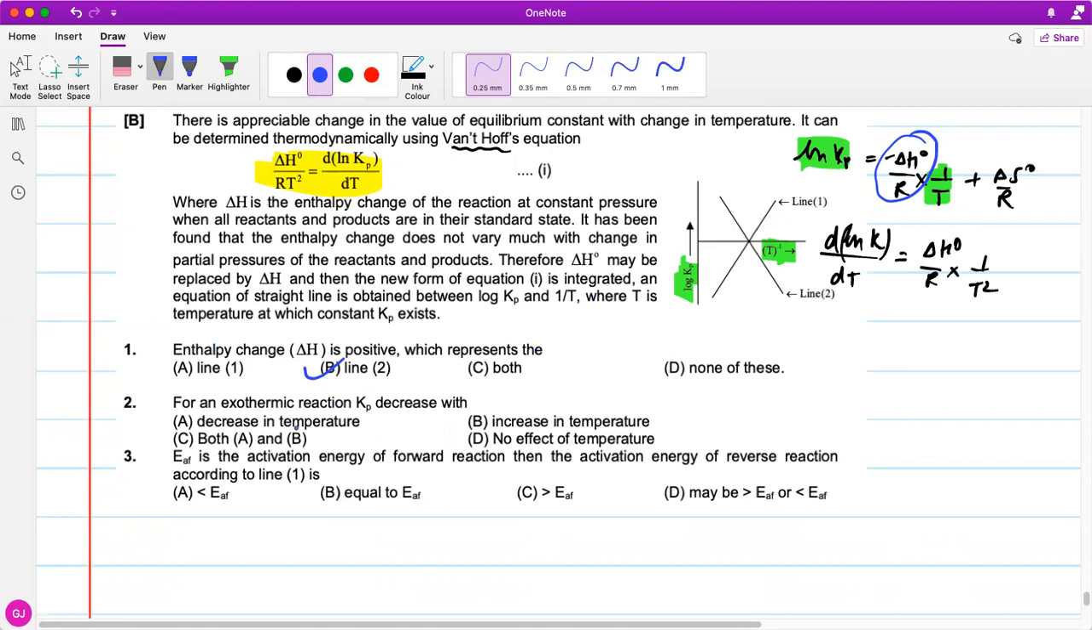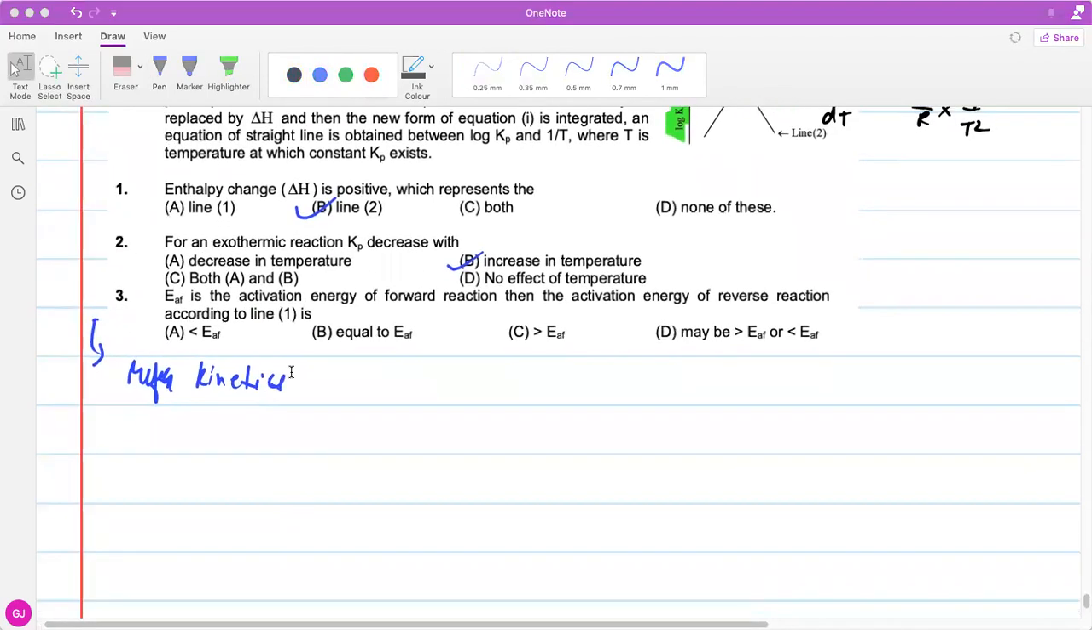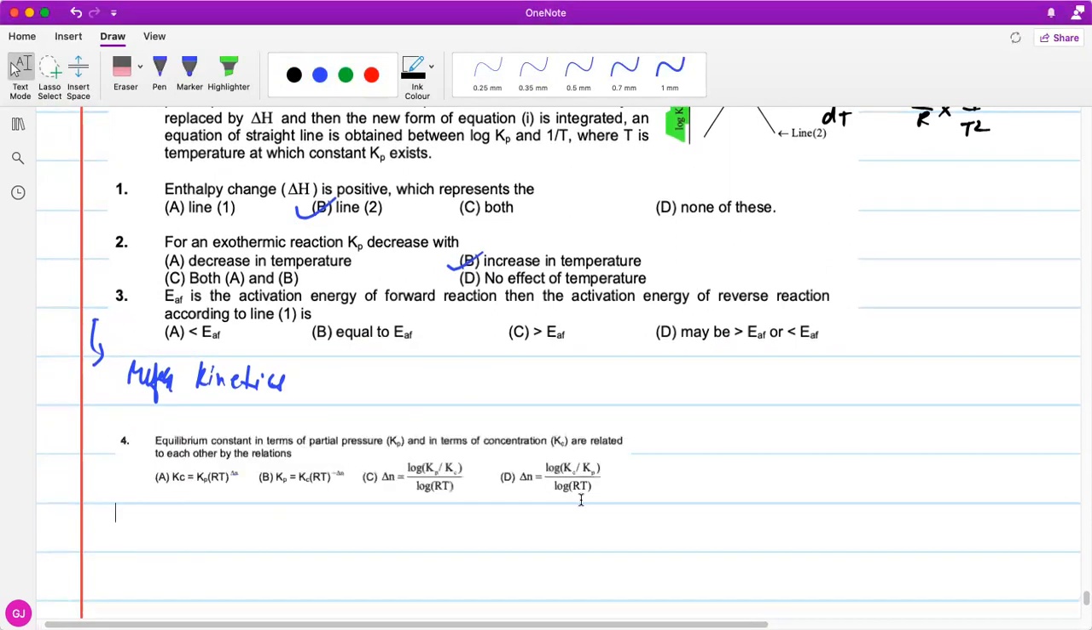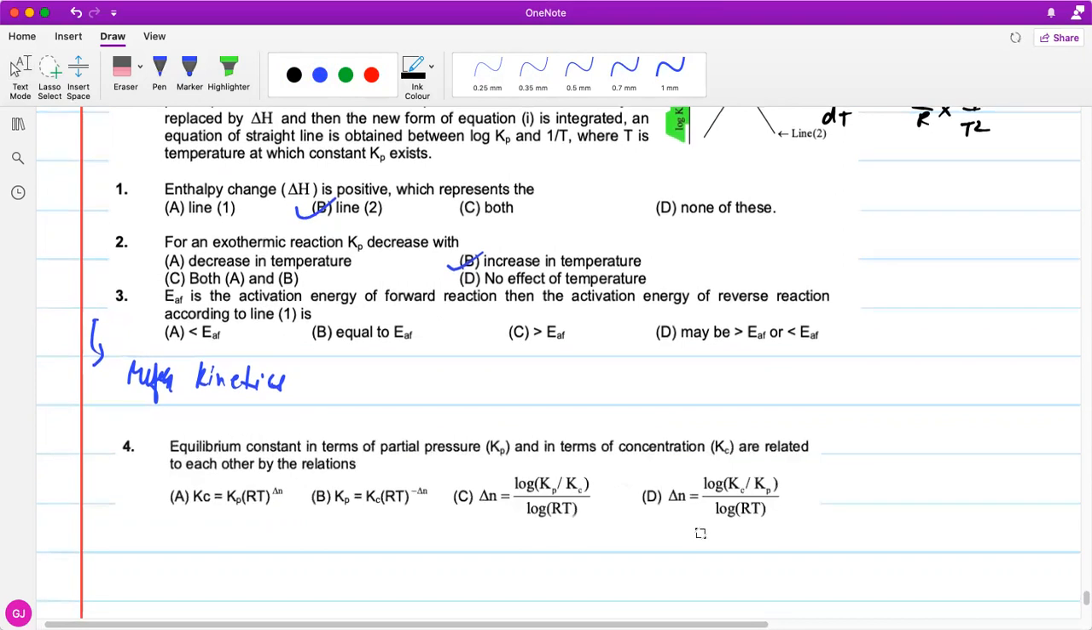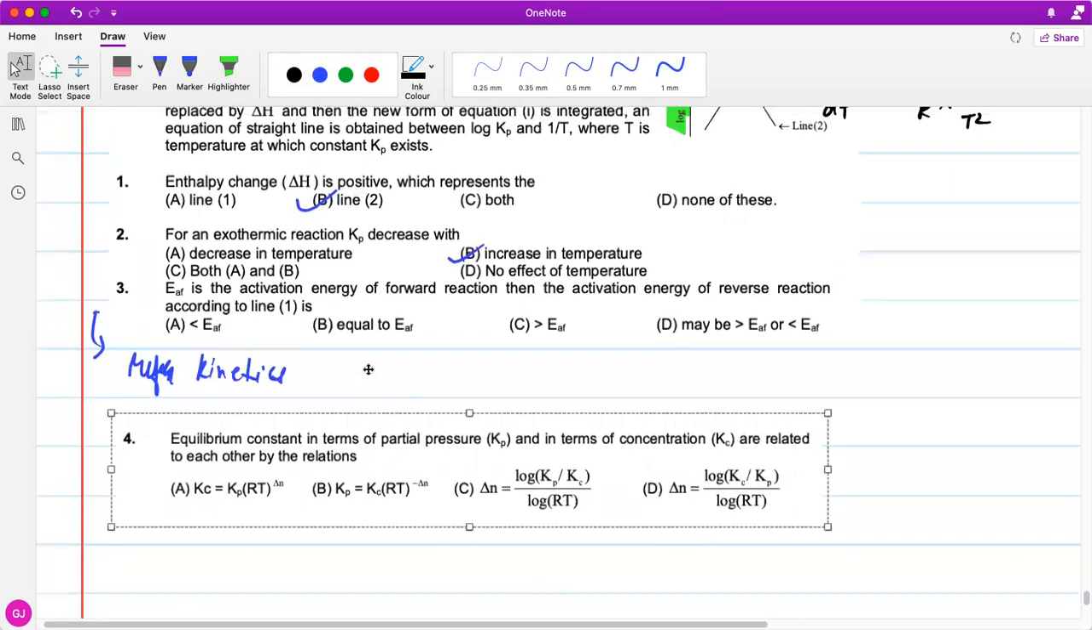Second thing is something that you know from your LCP discussion, that for exothermic reaction, Kp will decrease with increase in temperature. Again, third question, no need to discuss the word activation energy right now. As I said, refer kinetics chapter. Then the fourth question, that is just a Kc-Kp relationship, which is something that we have done in the class notes itself.